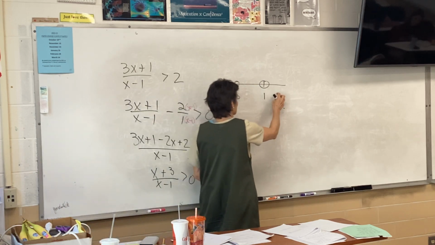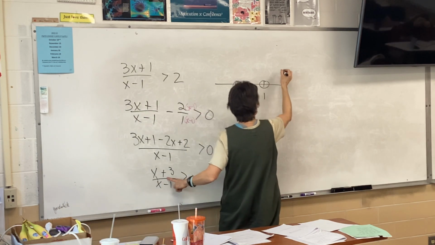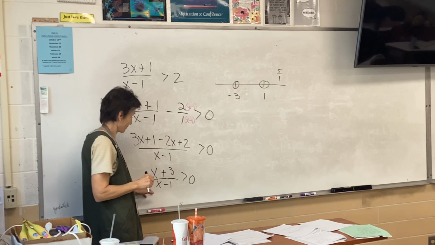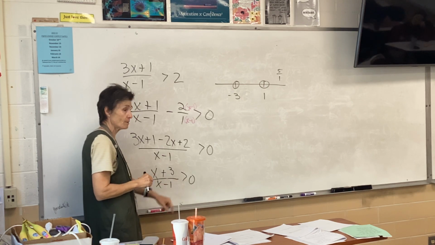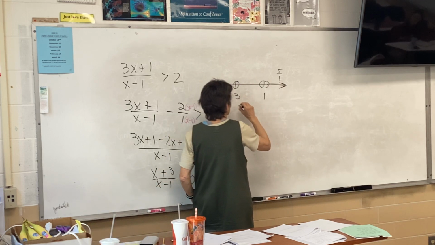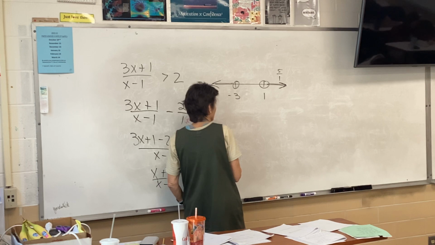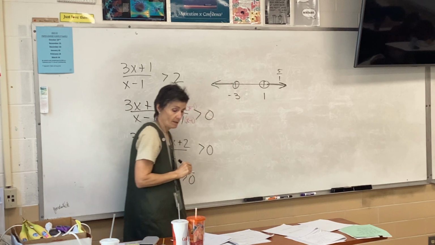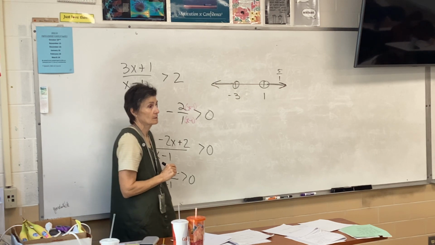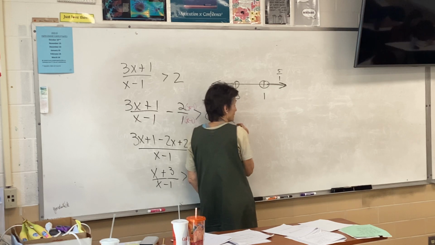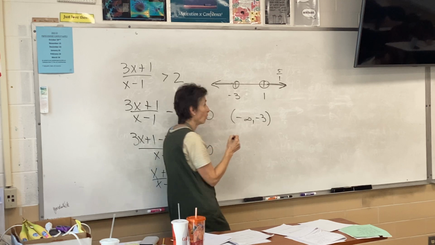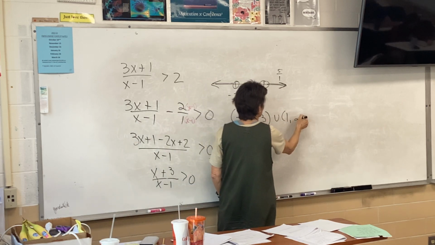Two's out here. So if I put in 2, I get 5 over 1. If I put 2 into my problem, is 2 over 1 bigger than 0? Yep. Shade that in, don't shade that, and shade that. And then I'll write my answer in an interval. So negative infinity, negative 3, or 1, infinity.